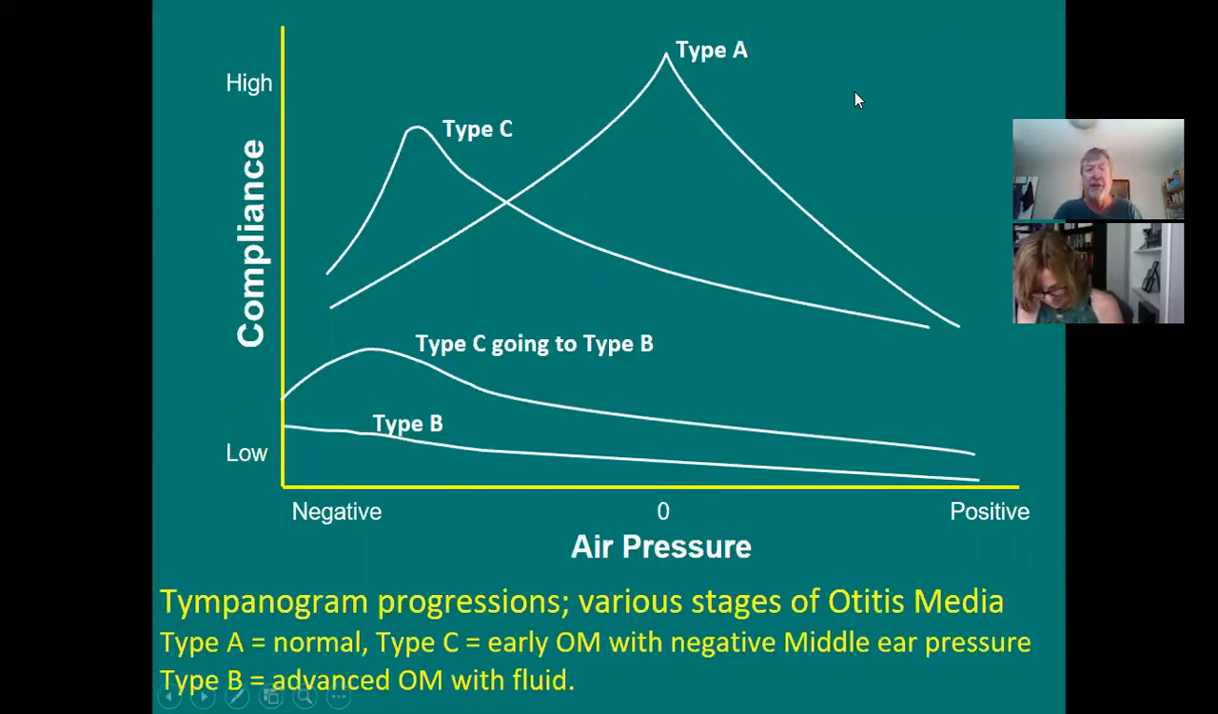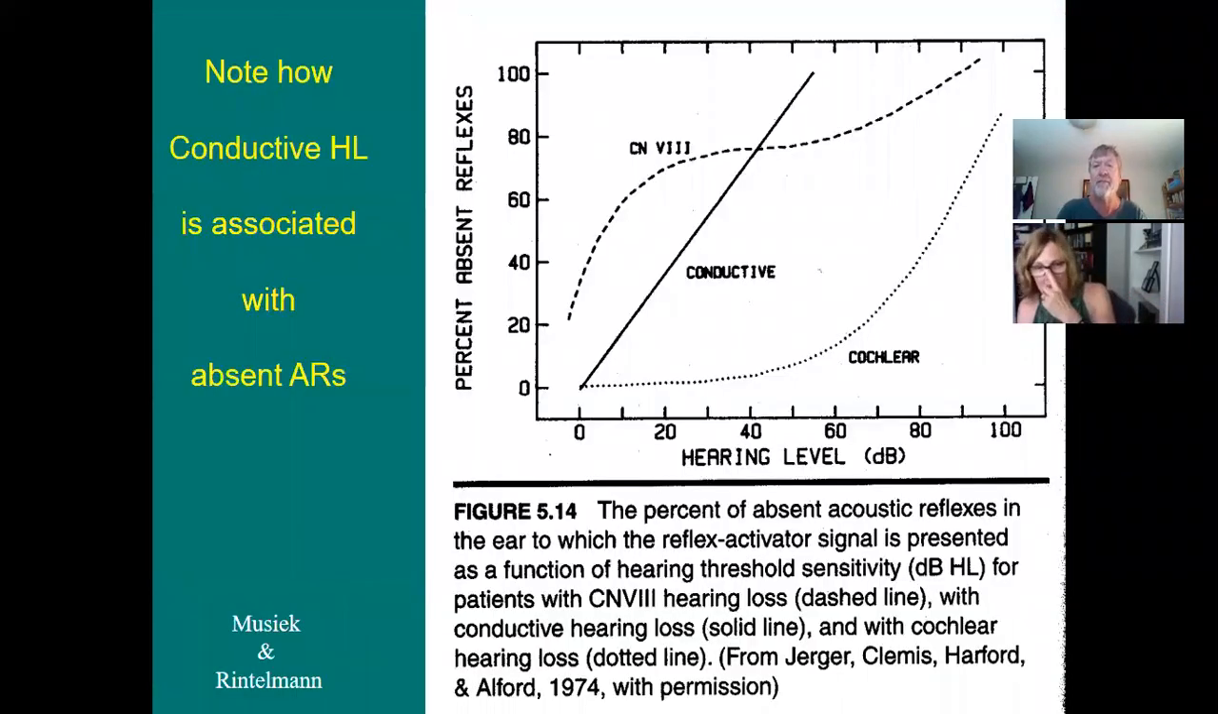So here are your types of tympanograms that follow the stages of otitis media, and we covered that last week, so no need to look at that again. Notice how conductive hearing loss is associated with absent acoustic reflexes, like we covered last week. Here you've got cochlear hearing loss, conductive hearing loss, and retrocochlear hearing loss, tumors.